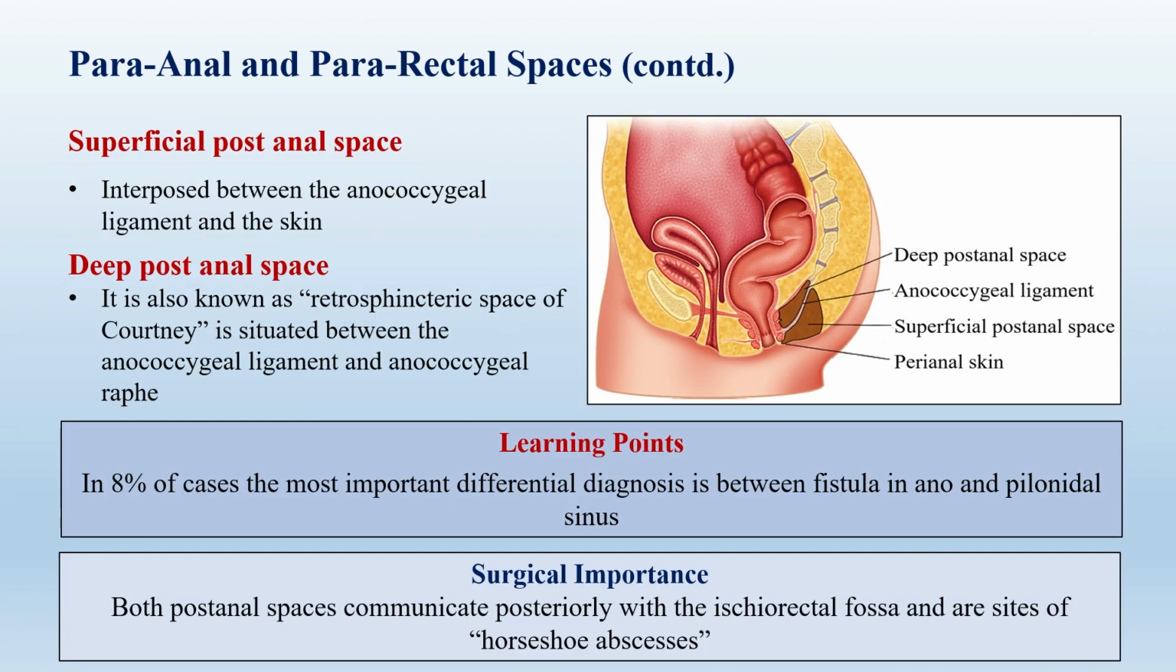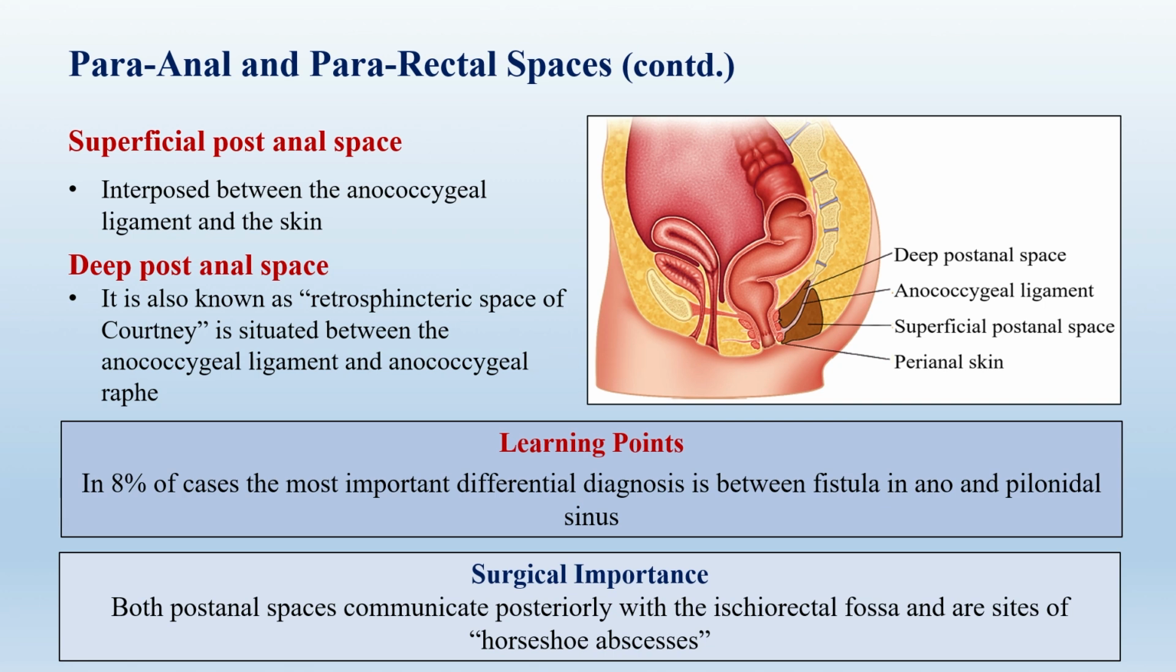Superficial postanal space: Dr. Sanjay just told you about the insertion of the superficial part of the external sphincter. So that is inserted into the coccyx. So what we get, this is the coccyx. Superior to that, meaning anteriorly, is the superficial postanal space, and posterior to that, where the anococcygeal ligament is, lies the deep postanal space.